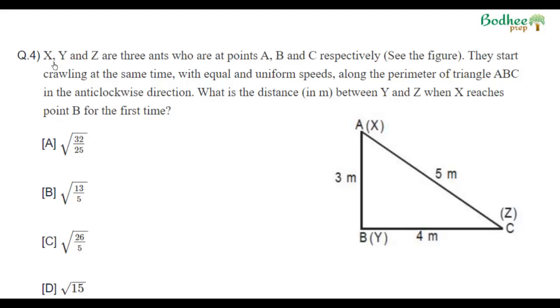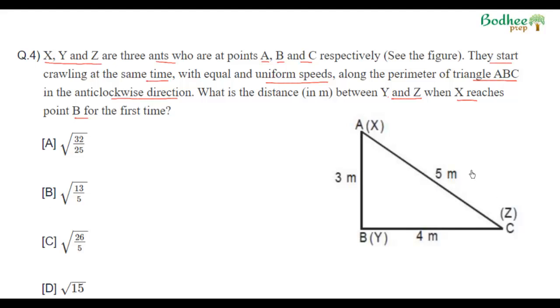Now here the question says that X, Y, and Z are three ants who are at the points A, B, and C, and they start crawling at the same time with equal and uniform speed along the perimeter of the triangle ABC in the anti-clockwise direction. We need to find the distance of Y and Z when X has reached point B for the first time.